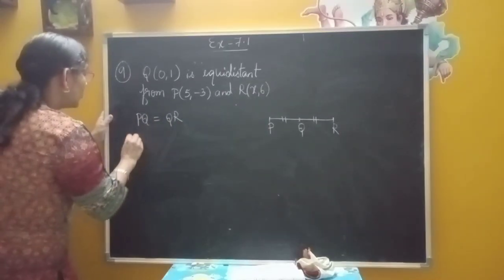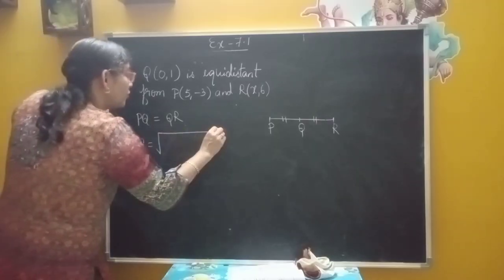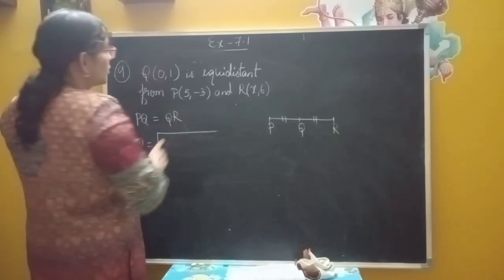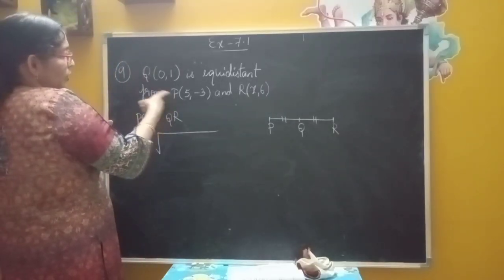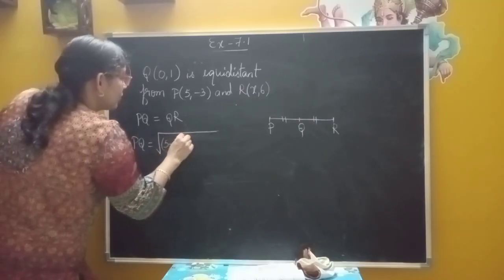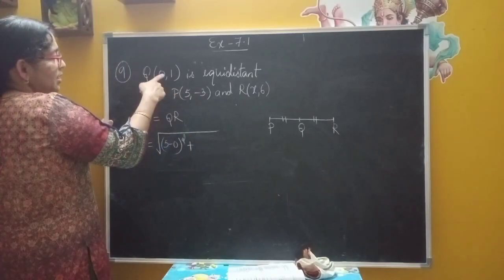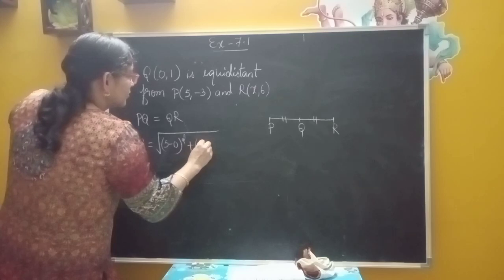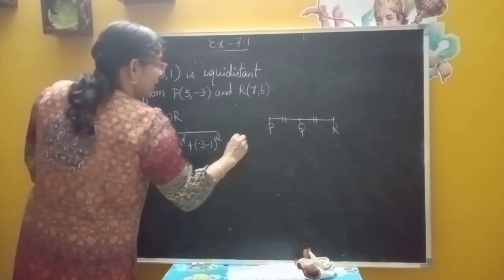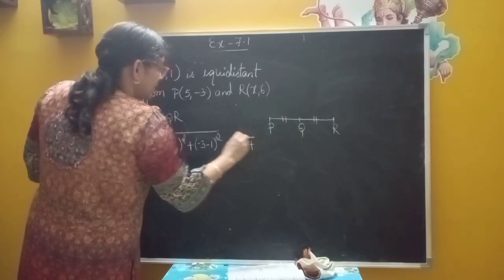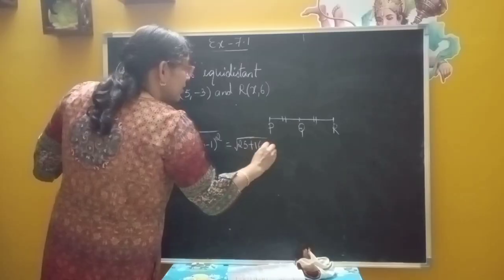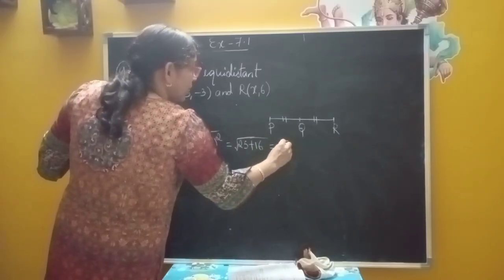PQ is equal to the square root of, what is the formula? (x2 minus x1) whole square plus (y2 minus y1) whole square. So PQ is the square root of (5 minus 0) whole square plus (minus 3 minus 1) whole square. That is 5 square is 25 plus minus 4 square is 16. So it is equal to root 41.